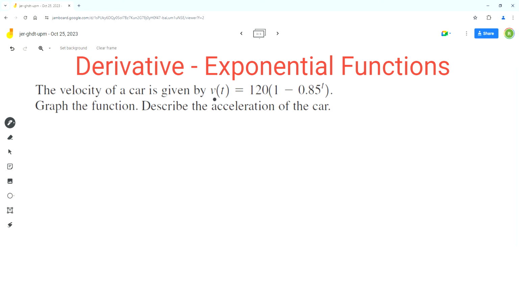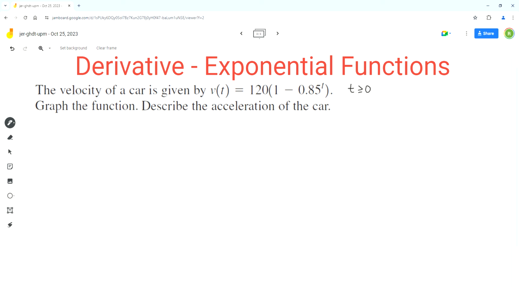So we are given the velocity function v(t), and we have to graph this function. Now in this function, the variable t represents time, and we know that time cannot be negative. So the domain for this function is t is greater than or equal to 0.